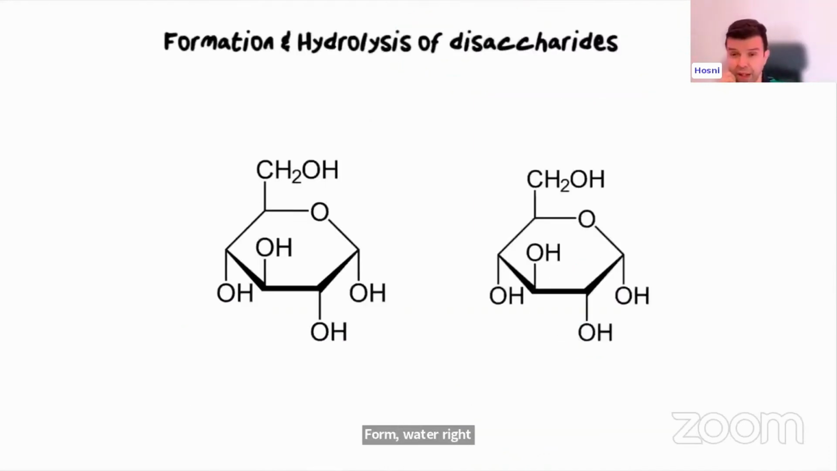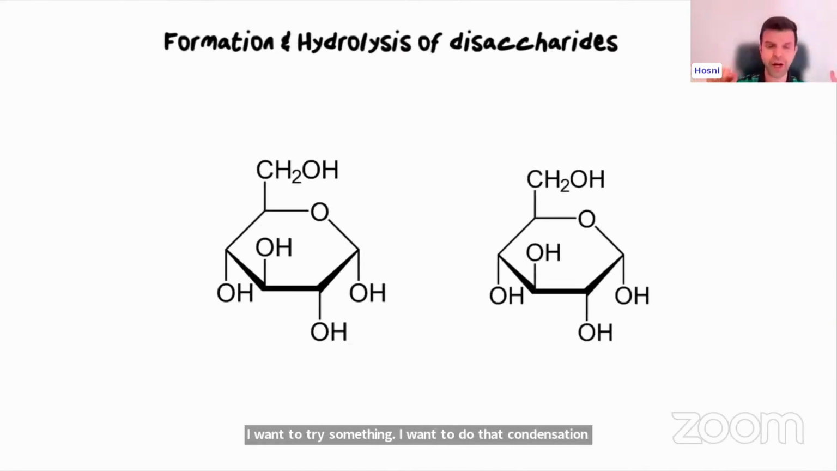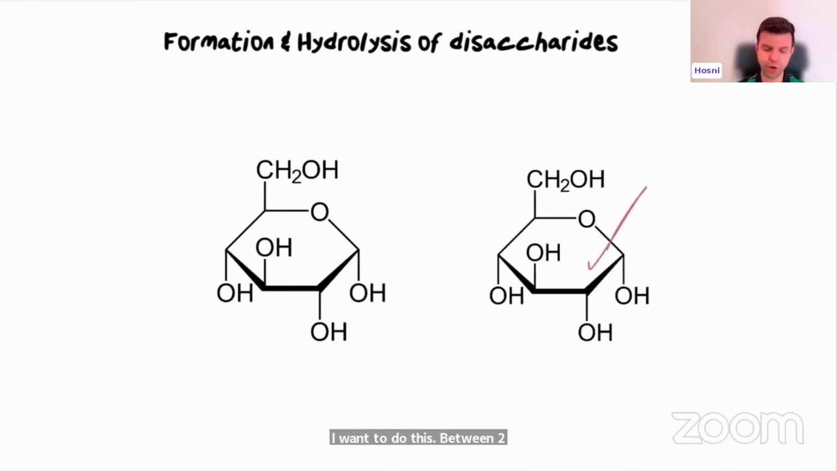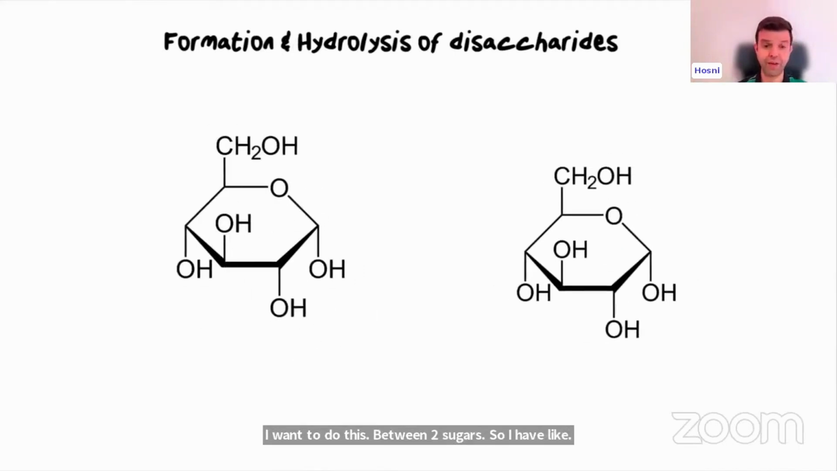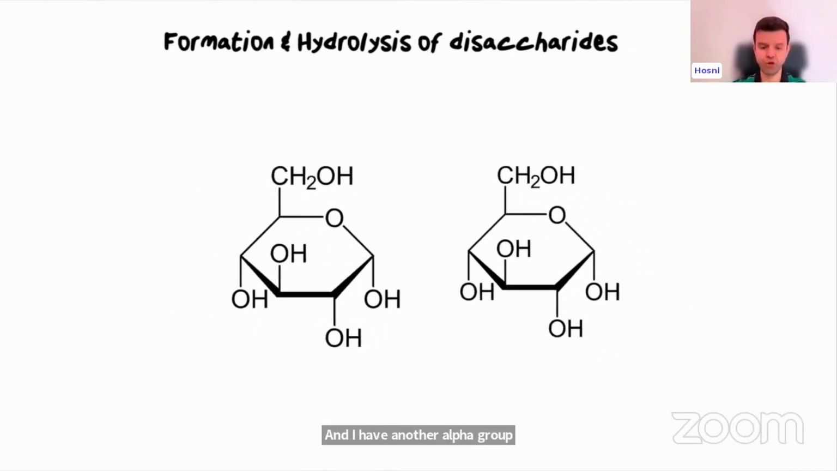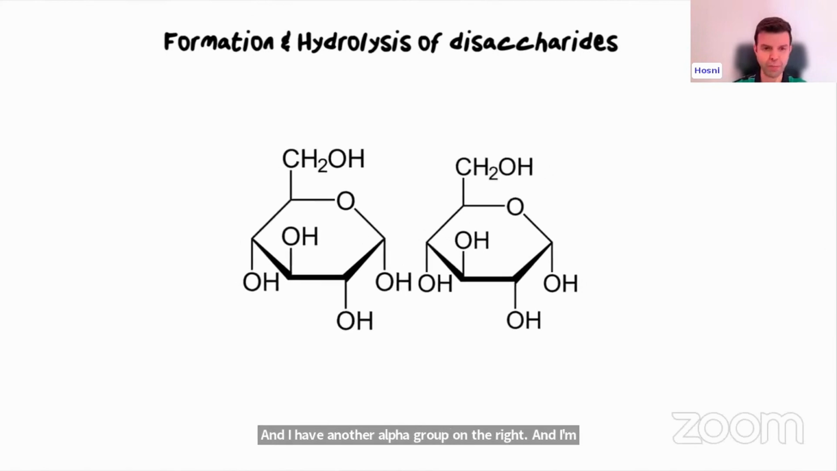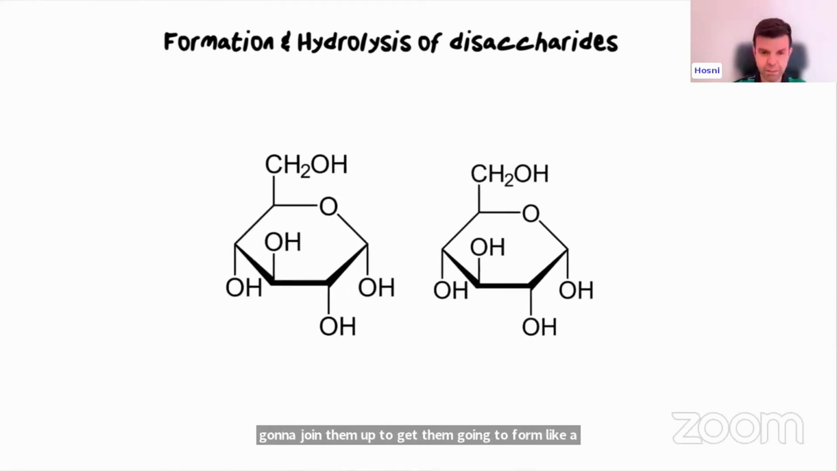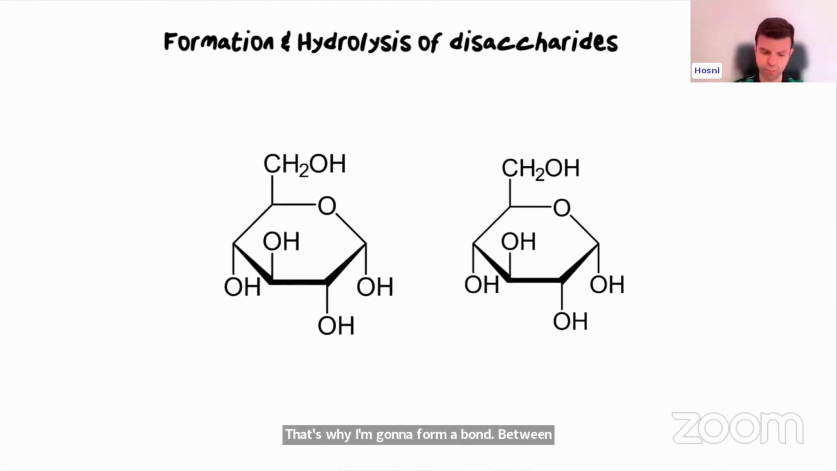I want to try something. I want to do the condensation reaction, just like the one we've done earlier, between two sugars. So I have alpha glucose on the left, and another alpha glucose on the right, and I'm going to join them together. Sorry, I'm going to form a bond between those two, a real bond, not a hydrogen bond, okay?